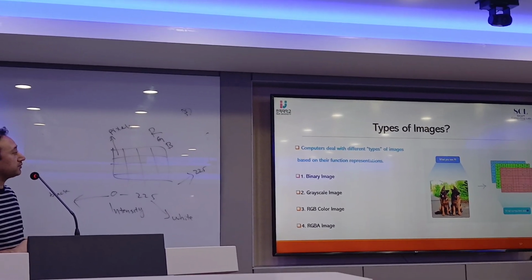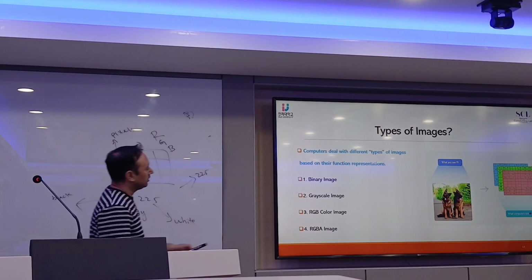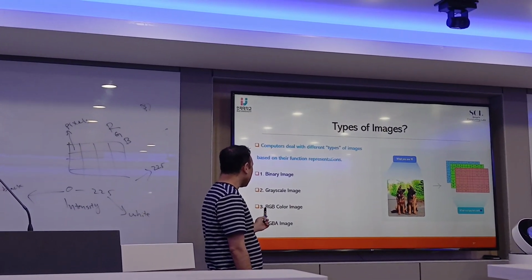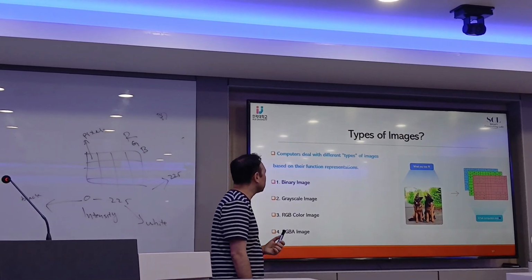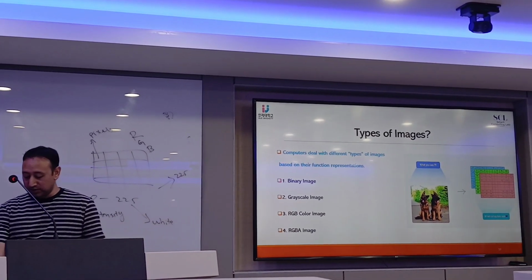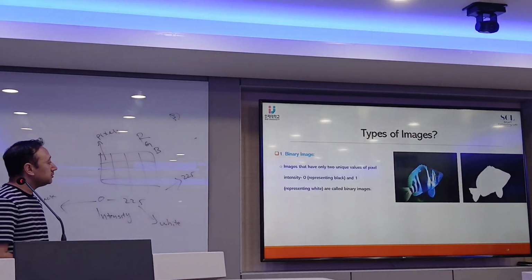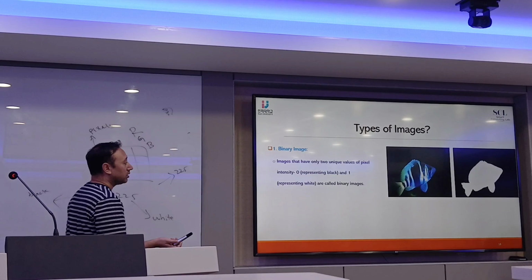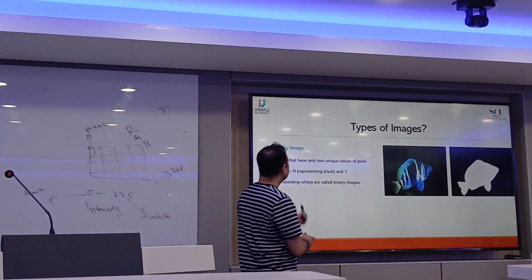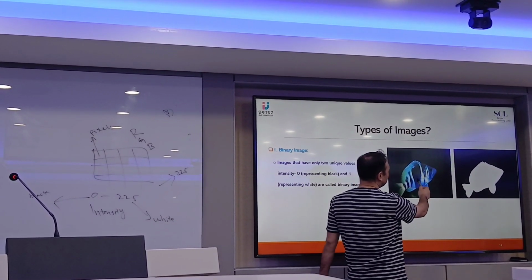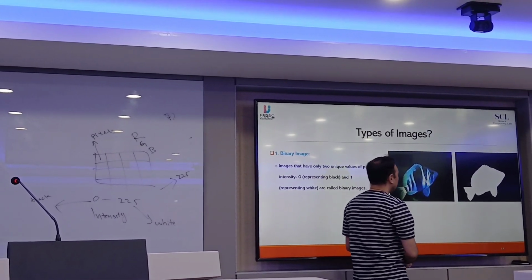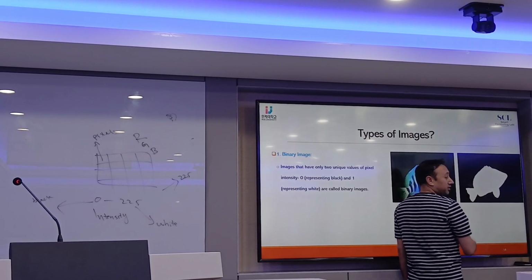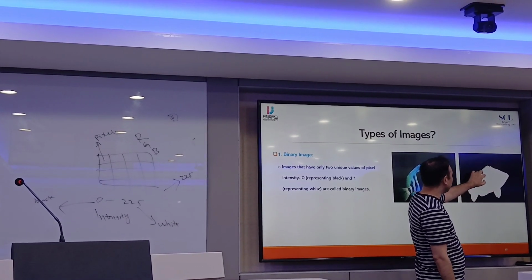So there are different types of images. You can see here I have shown 4 types of images: binary image, grayscale image, RGB color image and RGBA image. So binary image, what is a binary image? Images that have only 2 unique values. Either it has 0 value or it has 1 value. This is called a binary image. For example, here is an image. This is a color image. If we convert it into a binary image, then it will be either black or white. So the value here is 1 and the value here is 0.